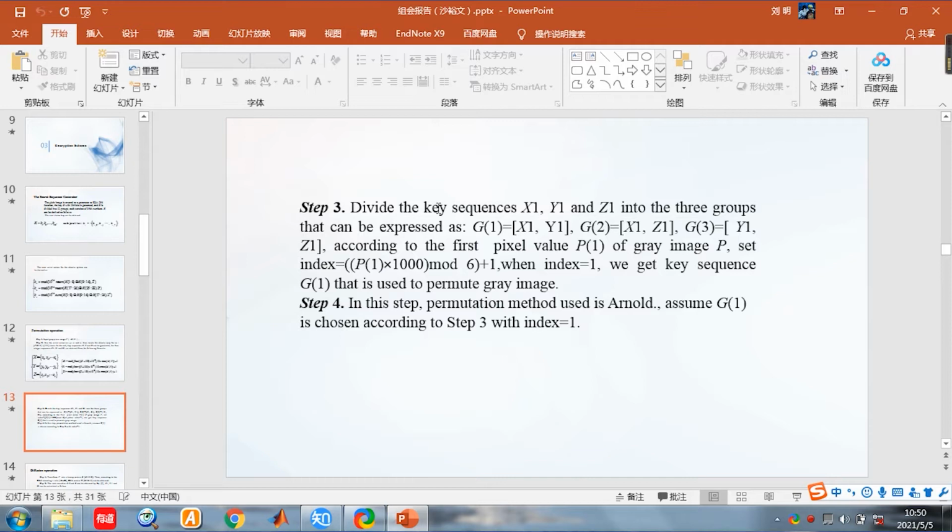Step 2. Divide the K sequence S1, Y1, Z1 into three groups that can be expressed as J1, J2, J3. Step 3. According to the formula, the value of gray image P1 sets the index. When the index is 1, we get the K sequence J1 that is used to permute the gray image. Step 4. In this step, the permutation method uses J1, which is chosen according to step 3, with index 1.